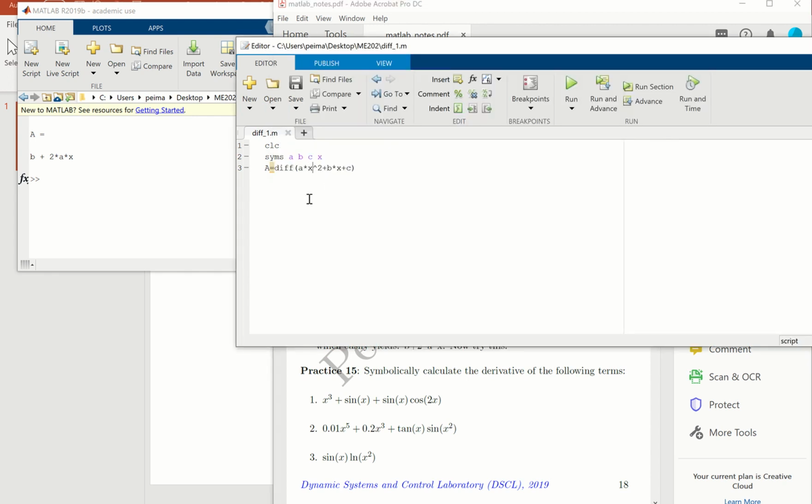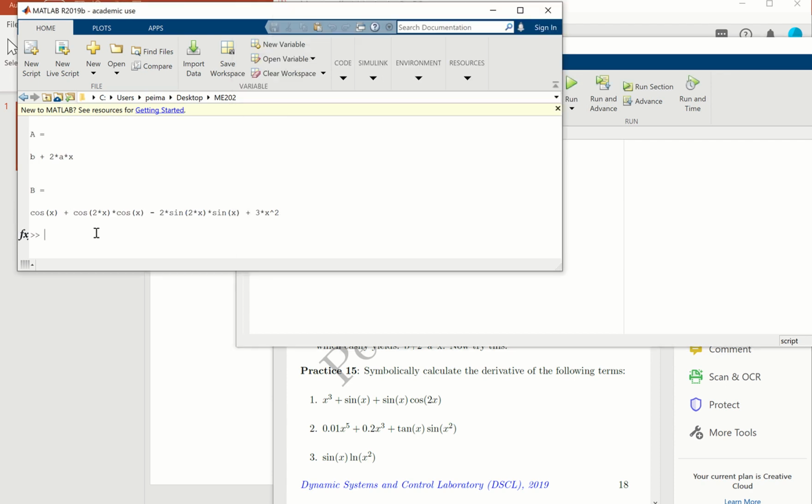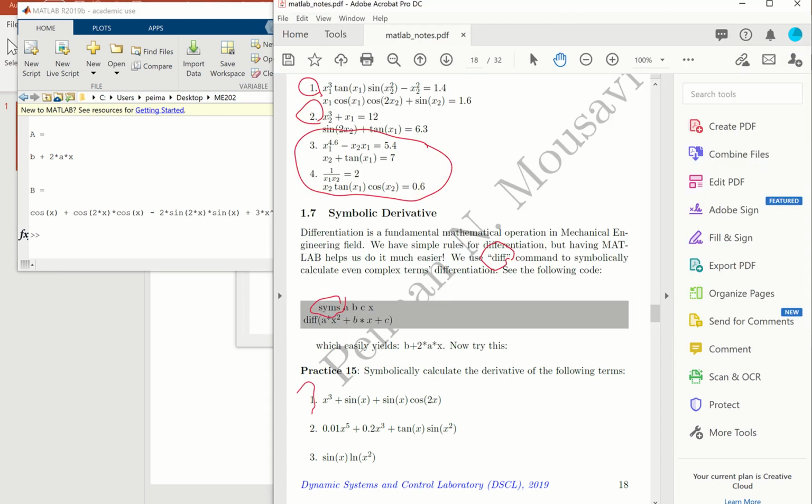So this is symbolic, that's right, but here we have numeric. So I say b is equal to, see everything is permanent here. In the code, everything is permanent. It is the differentiation of x cubed plus sine of x plus sine of x in cosine 2x. That's right. Everything is right. If I run this, it gives you the differentiation of that term. The term number 1. Differentiation of this is gonna be this. Very quickly and rapidly. Understand?